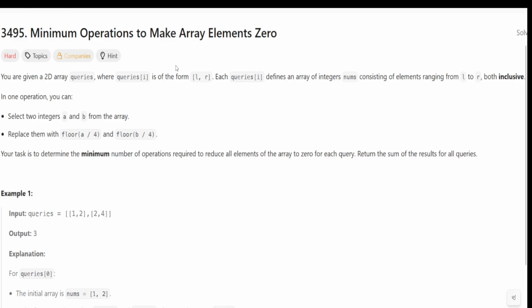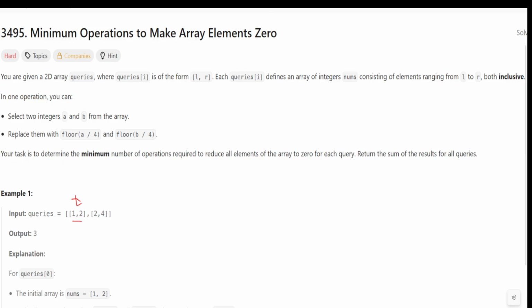Very first we will iterate through, let's suppose, some buckets. A query is kind of a bucket, right? Each bucket contains some range, and we have to find the number of operations. Okay, let's try to understand what I'm saying.